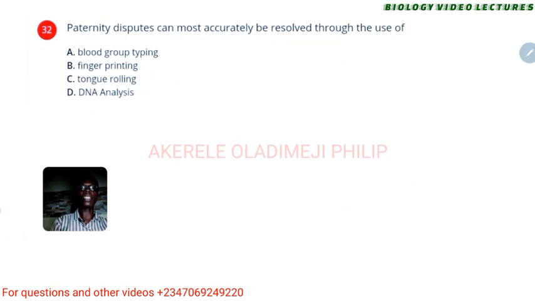Now, paternity dispute, which means the dispute to know who is the true father of a child, can most accurately be resolved through the use of, well, it's going to be DNA analysis. Why can't we use blood group? Because there are a lot of people that have the same blood group, a lot. They are not even related. But DNA analysis is going to be yours. If the child is the man's own or not, it can easily be known. But blood group is not totally reliable.